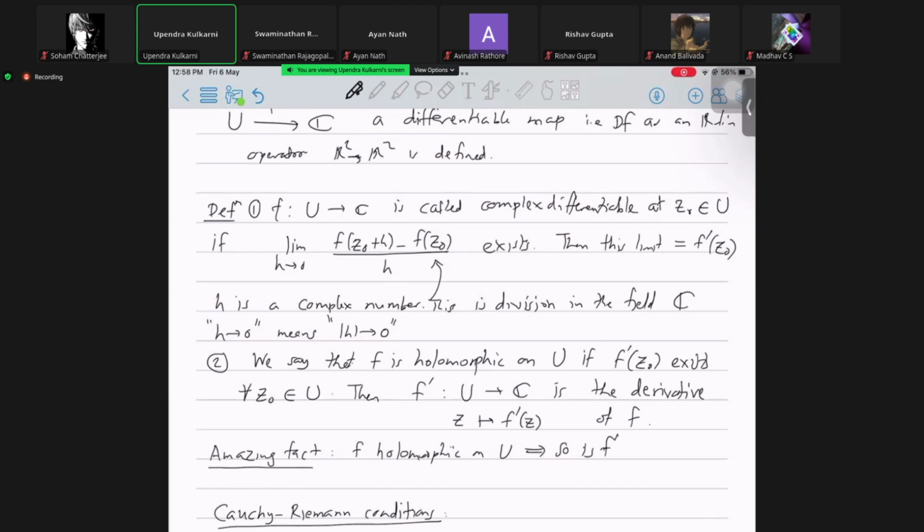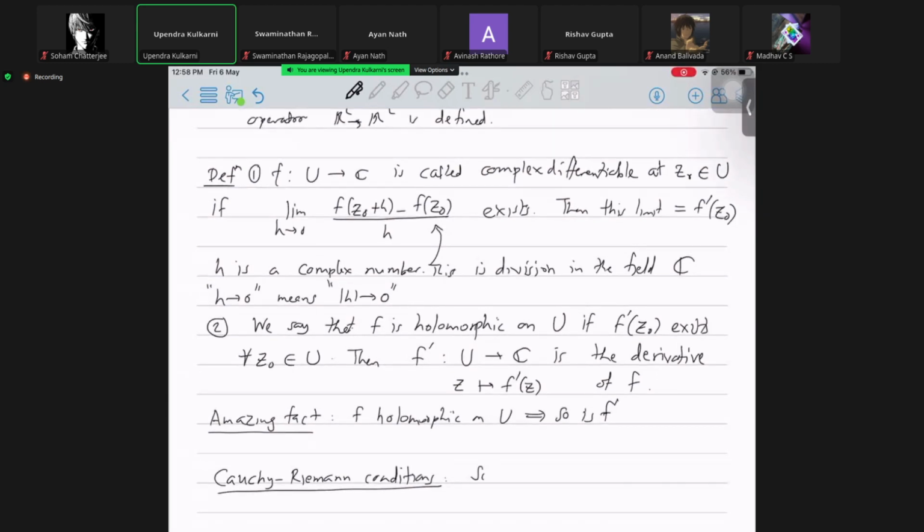So suppose f prime of z naught exists. That is, f is complex differentiable, where z naught is equal to some a plus ib in open U inside C.